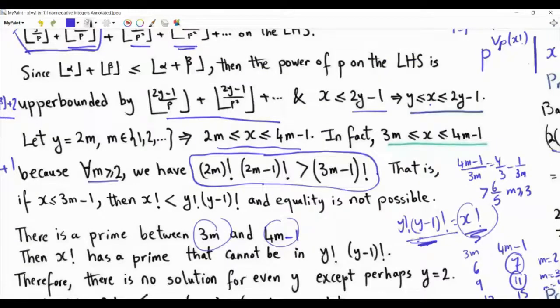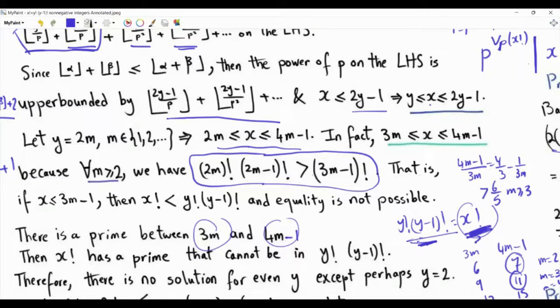Let's recap what we are doing. We started with x between y and 2y minus 1. If y is 2m, an even positive integer, then x is between 2m and 4m minus 1. If x is less than 3m, then we have a problem, unless m is less than 2. And what is the problem? The problem is that if x is less than or equal to 3m minus 1, then the right-hand side of this equation has a maximum possible value of (3m-1)!. But this is less than (2m)! times (2m-1)!.